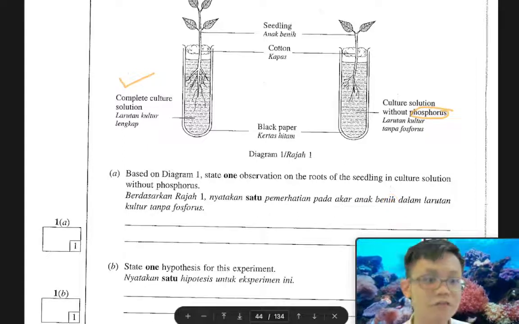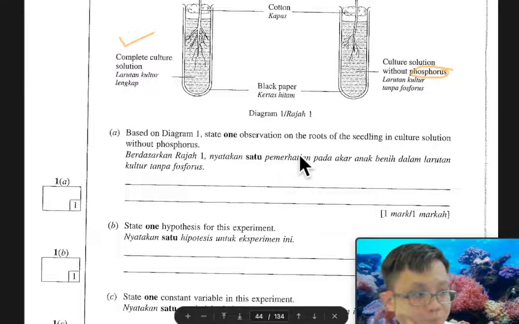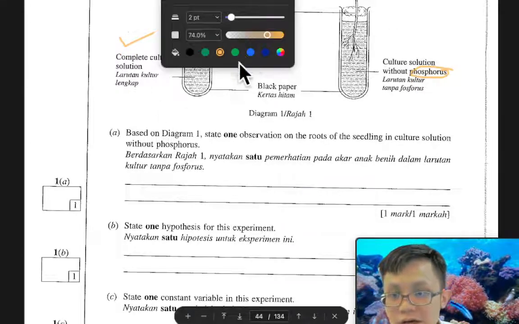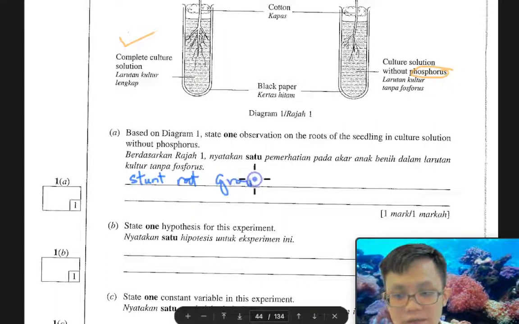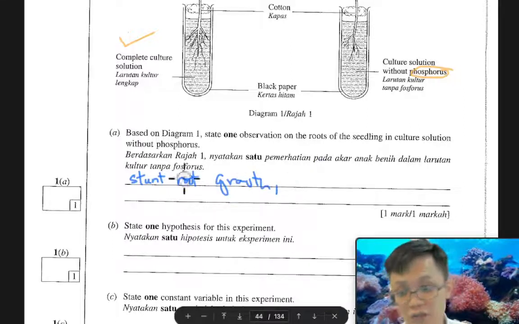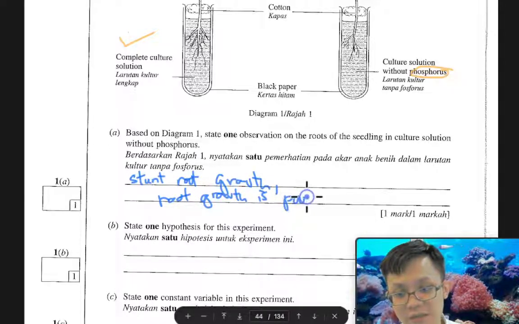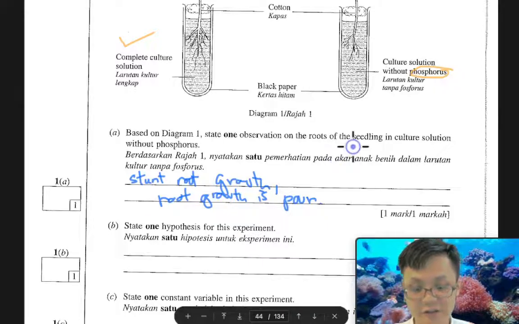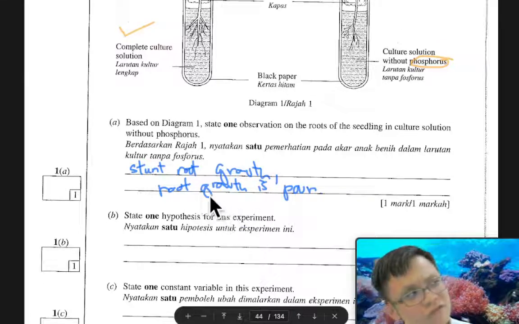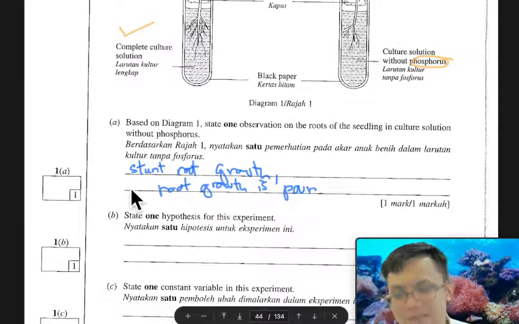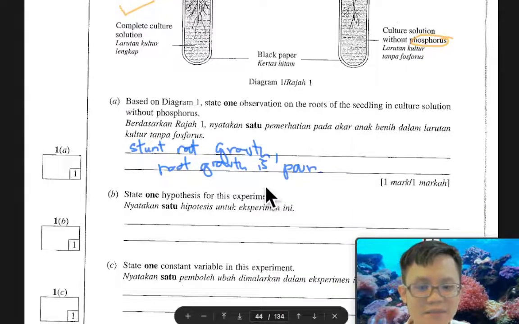Root. The growth of root deteriorate, or maybe you can use other words like the growth of root stunted. Stunted root growth, okay? Or maybe you can say the root growth is poor, which makes more sense than if you say deteriorate. Although I think root growth deteriorate is correct also. Same, right? Deteriorate means it's a process.